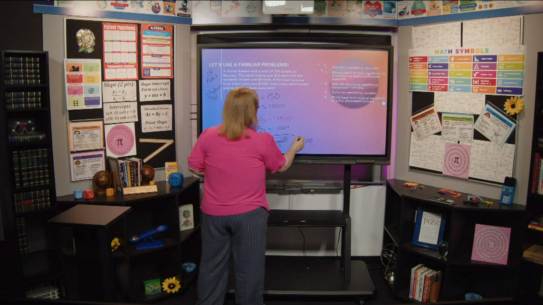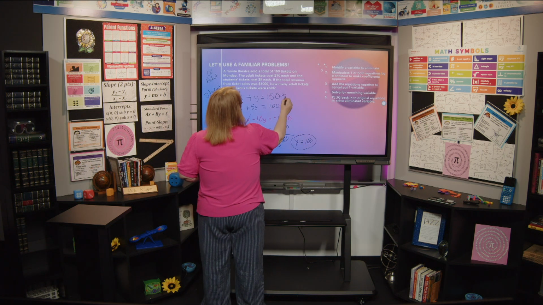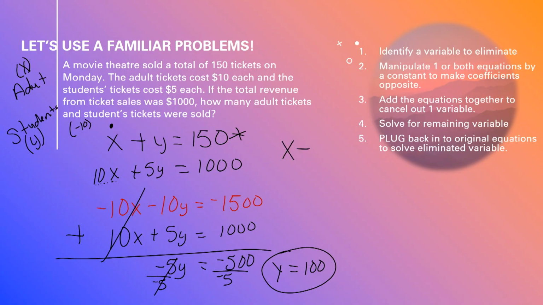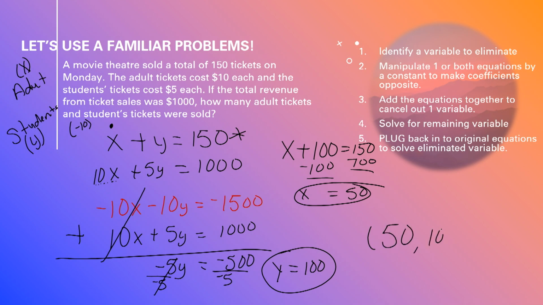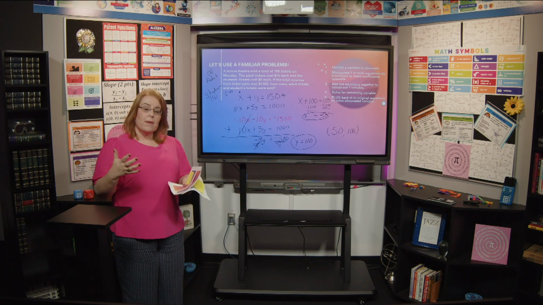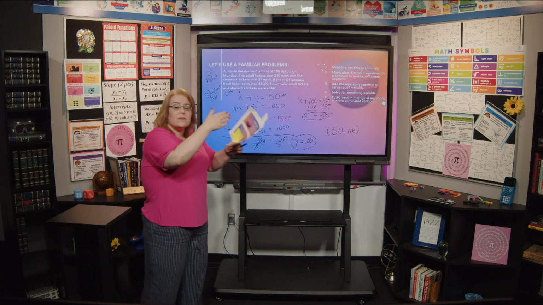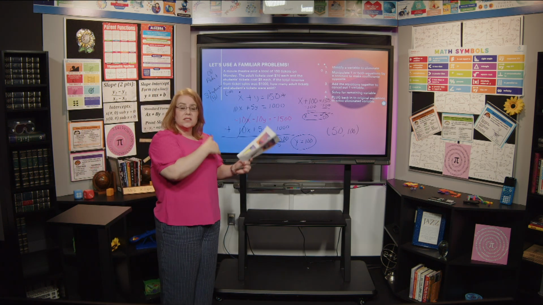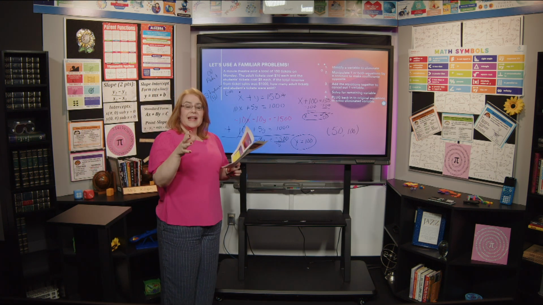So let's use this. So I'm going to bring it right here. My adult tickets plus the 100 student tickets equals 150. This is our simple calculation skills. Getting that x by itself. So I have 50 adult tickets and 100 student tickets. I have eliminated my x and solved for my y. Then when I got my y information, I plugged it back into my original equation and solved for what my x was. Okay, so that's how we're eliminating.